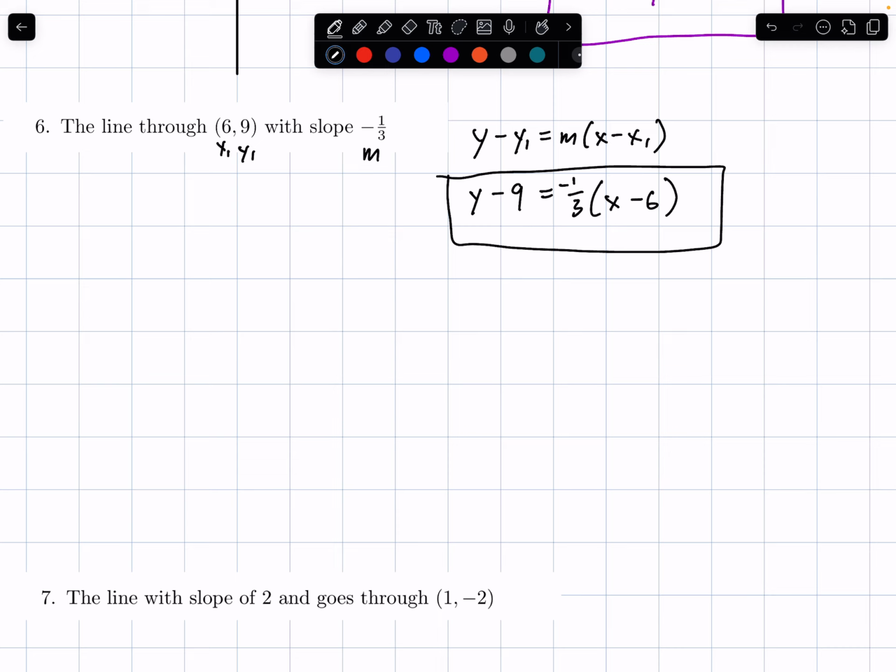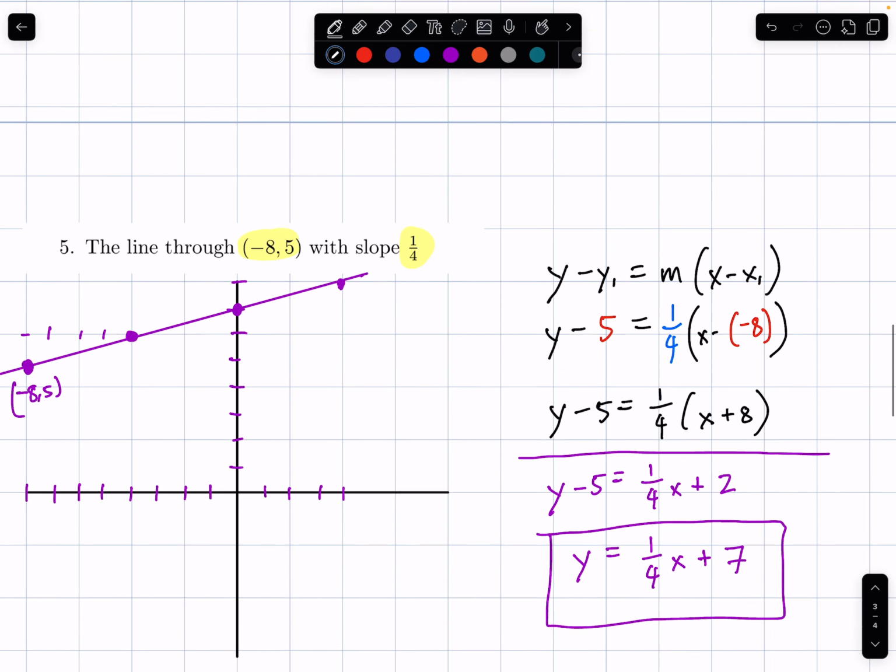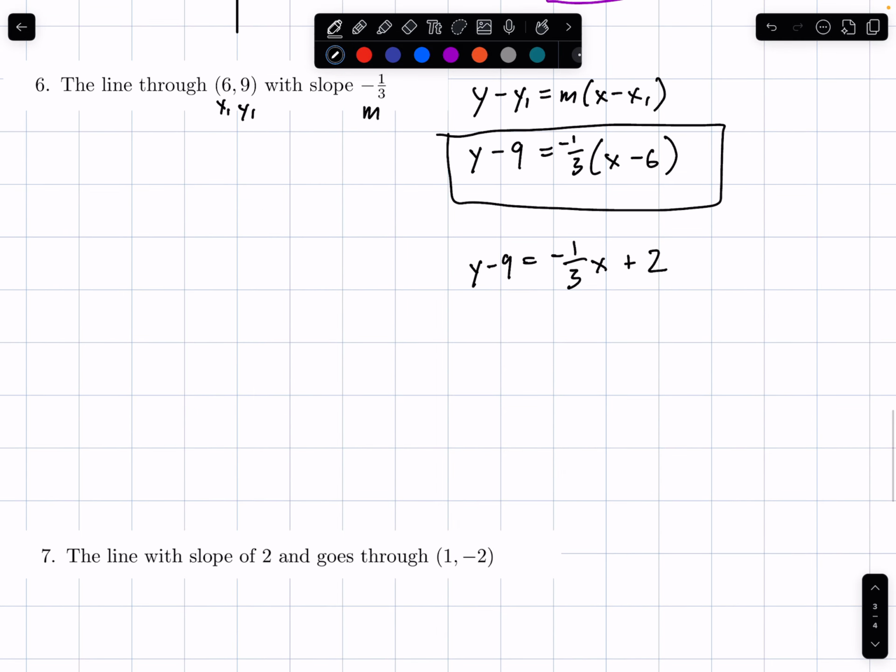Now to change it to slope-intercept form, distribute the -1/3. I got y minus 9 is -1/3 x. And -1/3 times -6, the negatives cancel. And 6 divided by 3 is 2, so it's going to be +2. Wasn't it +2 last time too? Yeah, it's by chance. Okay, so now last thing, add the 9 to both sides, right?